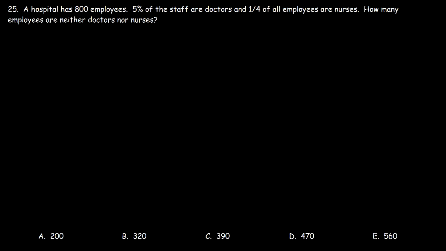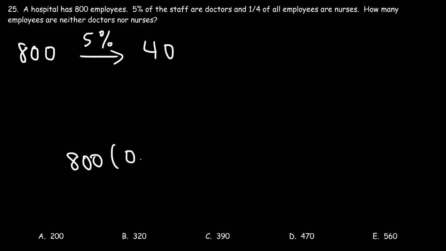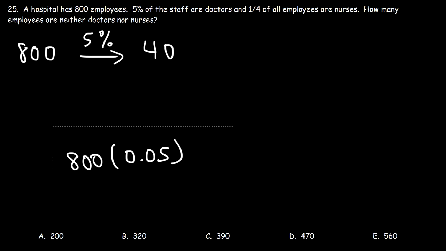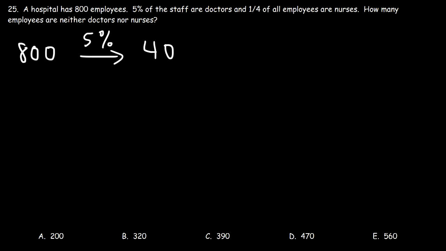So let's find out how many are doctors first. What is 5% of 800? 10% of 800 is 80. 5% is half of 10%. So 5% is half of 80, and half of 80 is 40. You can confirm this by taking 800 and multiplying 5% as a decimal, which is 0.05. 800 times 0.05 is 40. So there are 40 doctors in this hospital.